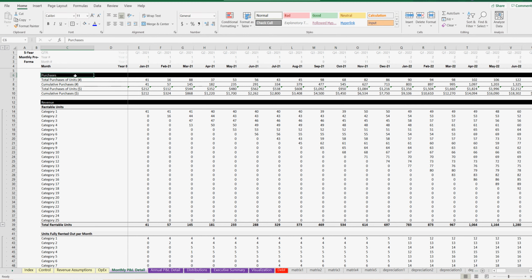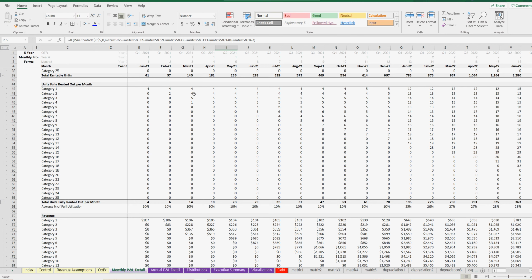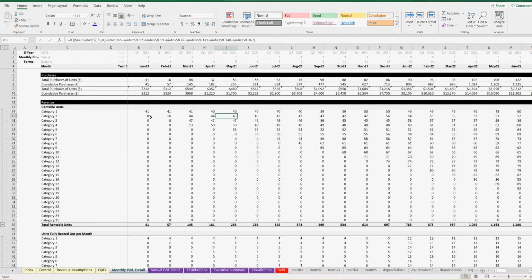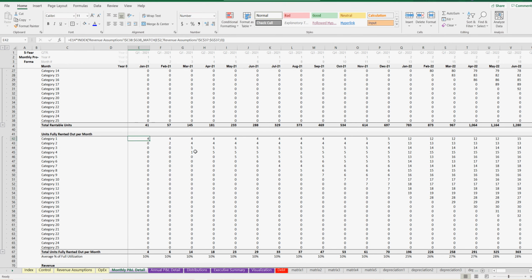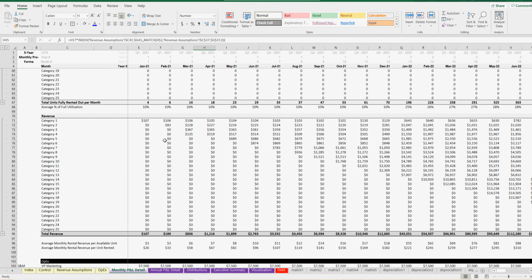So this is going to list all your purchases over time, how many you purchased, the total cost of those purchases each month, very important for the monthly cash flow, and then your cumulative purchase amount. Then you can see here's the rentable units by category, summing up the total based on all those assumptions. And then you've actually got units fully rented out. So this number is going to apply the utilization percentages to get this number. And then that number is used to figure out the monthly revenue per category based on all the different purchases for each category over time.